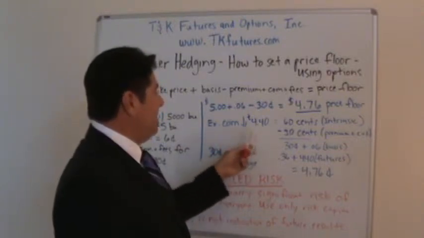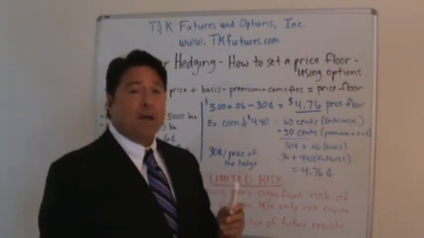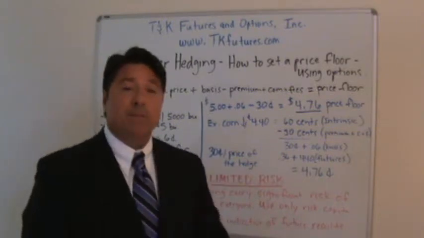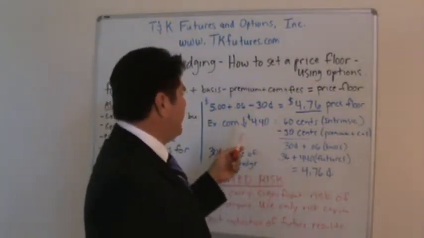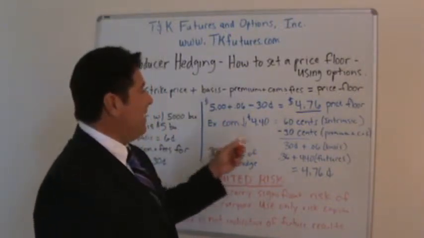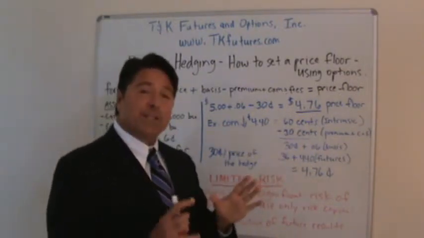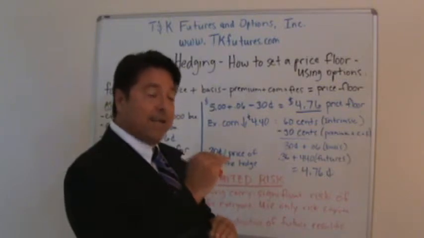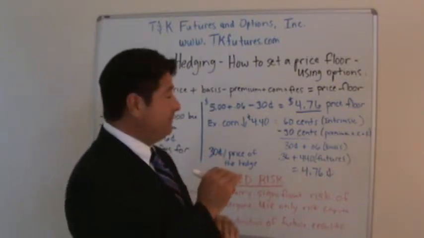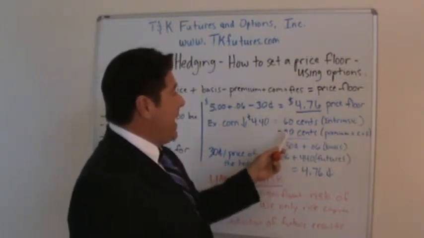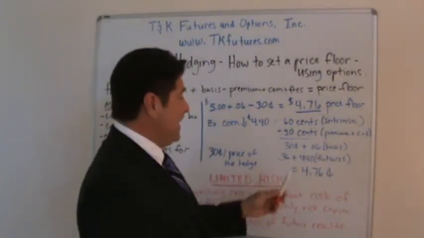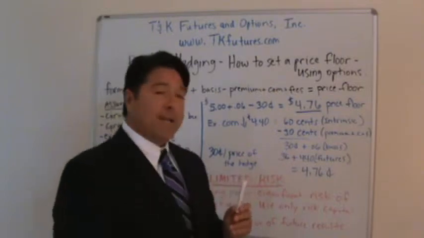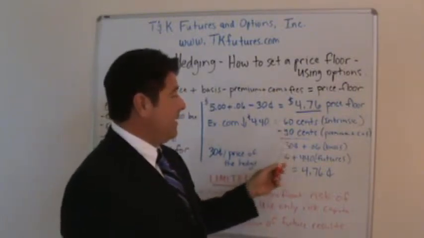Let's say that the futures price is at $4.40 at this point, so the market's come down 60 cents. All right. So the difference between $5 and $5.40 is 60 cents. That's the intrinsic value you now have. That's how much your option is in the money. You got to back out what you paid for the thing, which was 30 cents, right? So that gives you 30 cents left over. 60 minus 30 is 30.